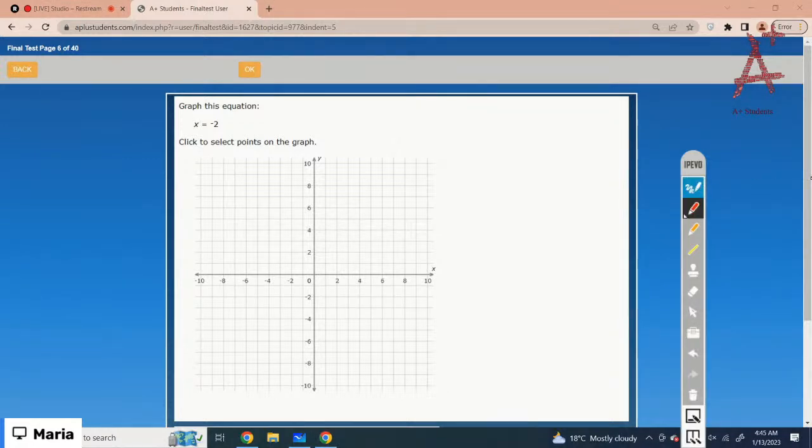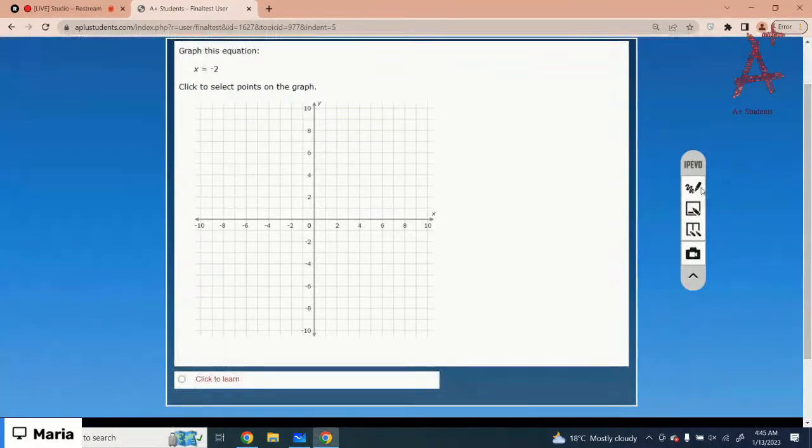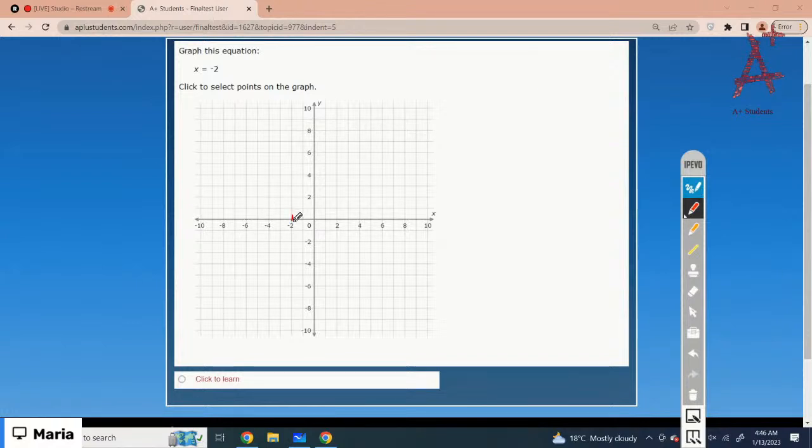Graph this equation x equals minus 2. So x equals minus 2, that means the graph is the horizontal. Sorry, it is not the horizontal one, it is a vertical graph. This is the graph for x equals negative 2.